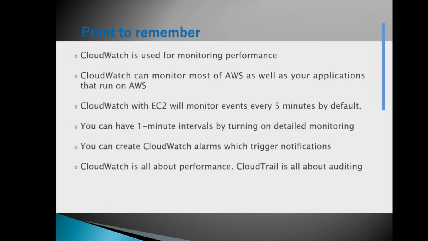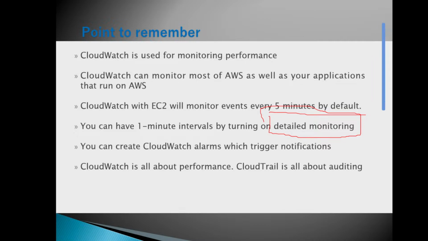CloudWatch with EC2 monitors events every 5 minutes by default. I told you, every 5 minutes your logs will be sent to CloudWatch. But if you want detailed monitoring, you don't want to send the logs every 5 minutes, but you want fast information, you can configure it to send the information to CloudWatch every 1 minute, but it comes with an additional charge.